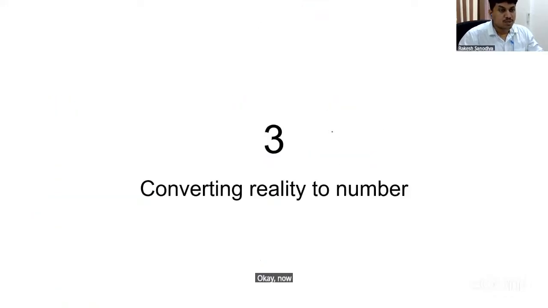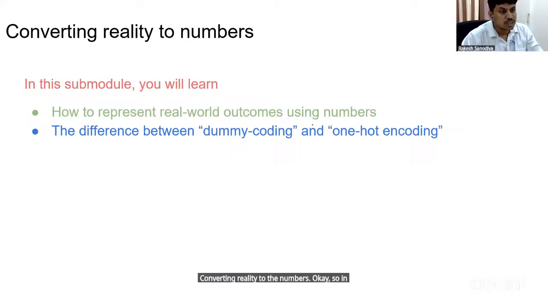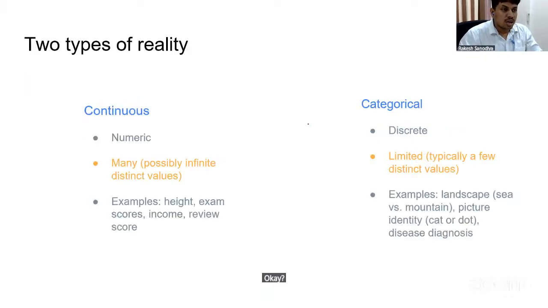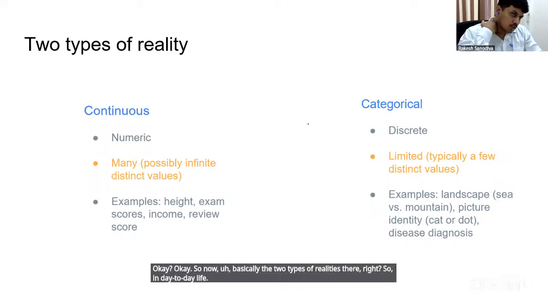Now coming to the third submodule of this session, converting reality to numbers. In this submodule, you are going to learn how to represent real world outcomes using numbers. We will also see the difference between dummy coding and one-hot encoding. There are two types of reality. In day-to-day life, each and every quantity you see can be categorized into two types: continuous and categorical.